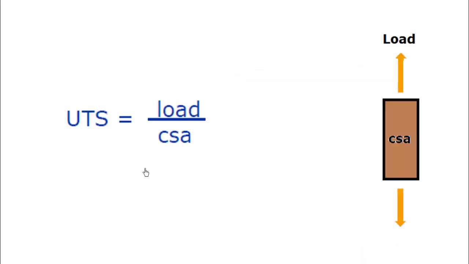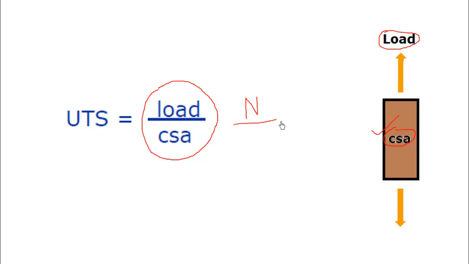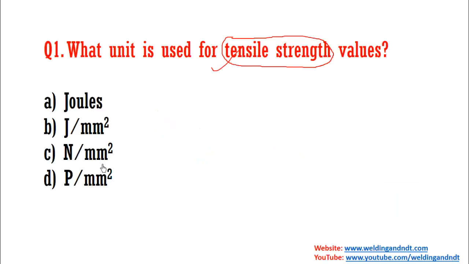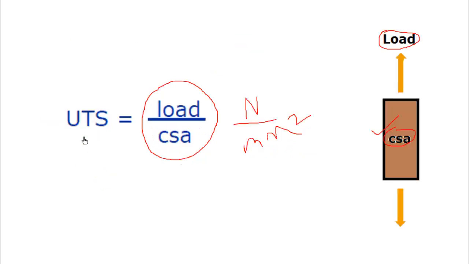Okay, so let us understand this question. Ultimate tensile strength or tensile strength is calculated by this formula: load divided by cross-sectional area. Suppose we have a component over here. If we pull this component by applying some load, then the load divided by the cross-sectional area will be the tensile strength. Load is generally given in Newton, and cross-sectional area is generally denoted in mm square. So this will be Newton per mm square. The answer will be C, Newton per mm square.